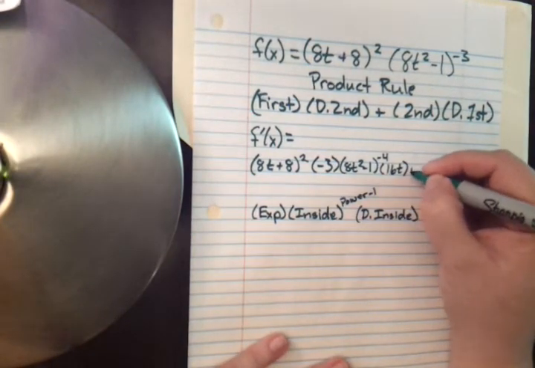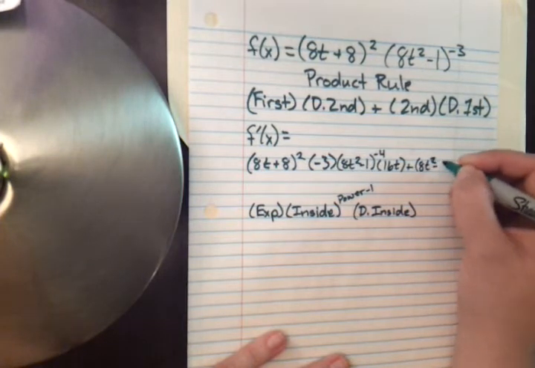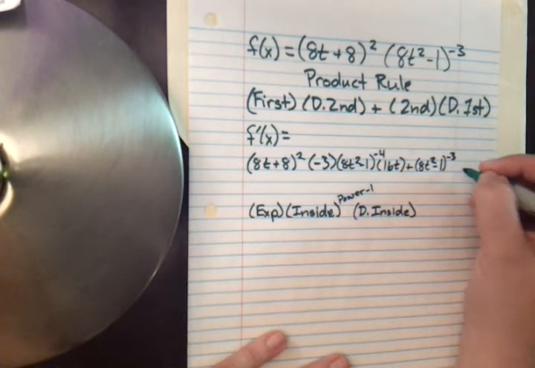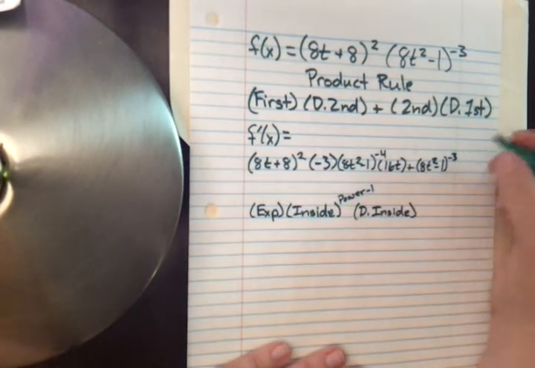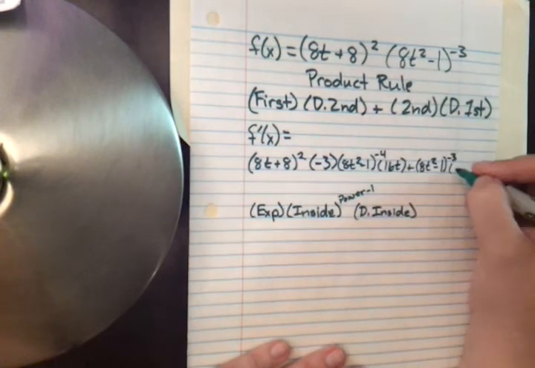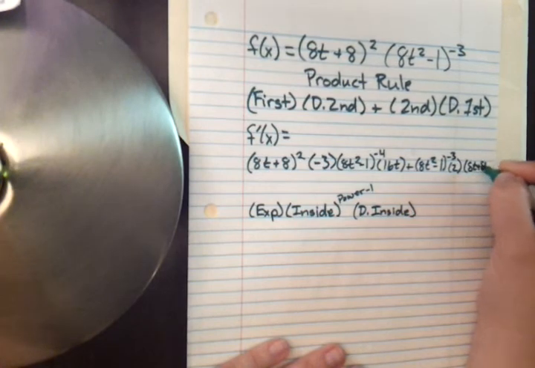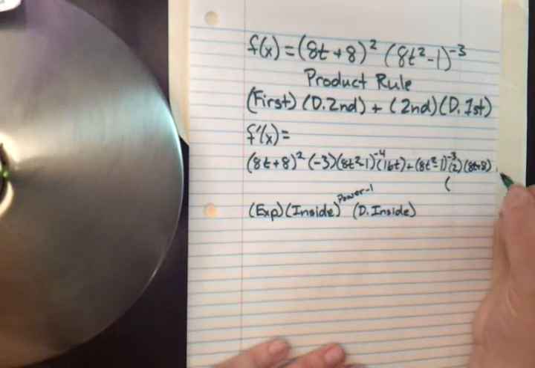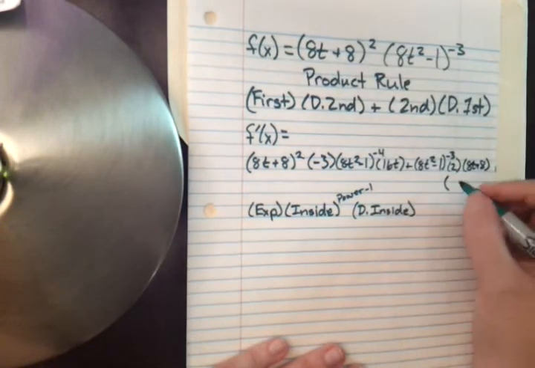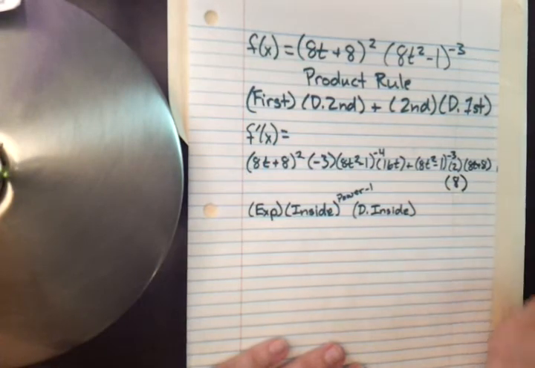And now we need to add to that the second function, the 8t squared minus 1 to the negative 3, times the derivative of the first. So we've got to use the chain rule again. No big deal. We've got the chain rule right here. That's the exponent, so a 2 times what's inside the function, 8t plus 8. That's all going to be multiplied times the derivative of the inside. So the derivative of 8t is 8, and the derivative of 8 is 0, so times 8.